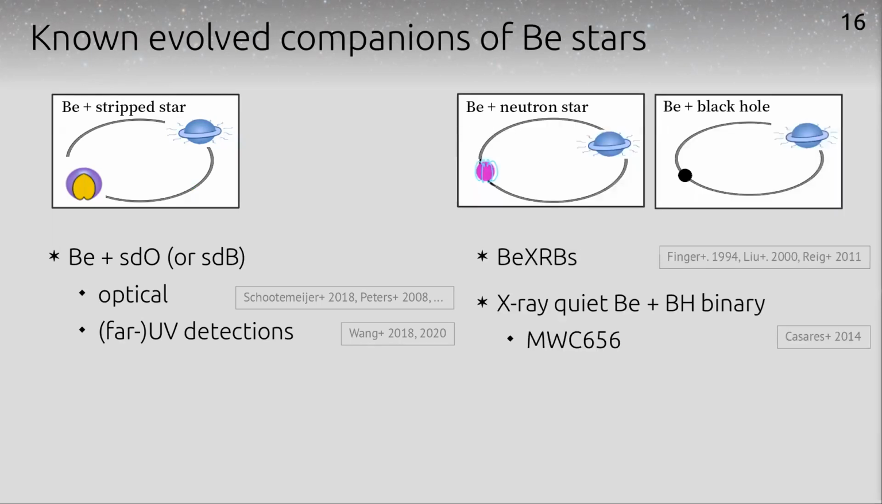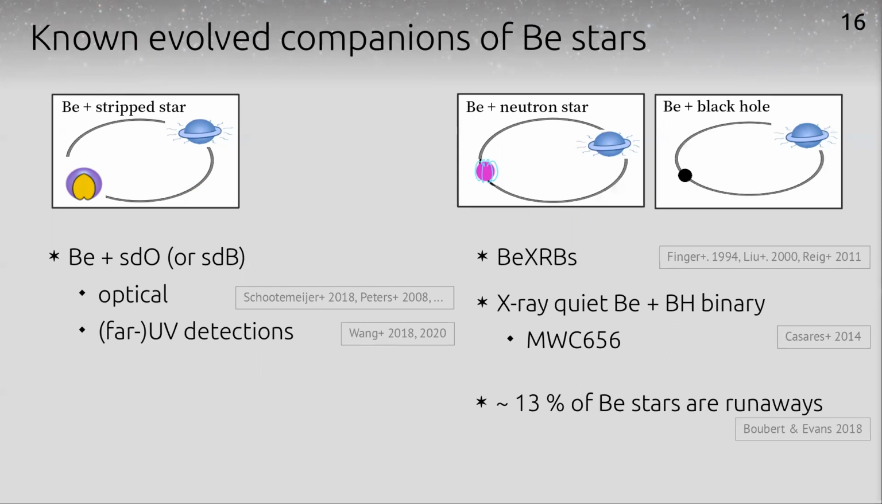it's much easier to detect these kind of very hot compact stars because their contribution to the spectrum is much higher. And then on the other hand, there have been detections of BE X-ray binaries, so mostly BE stars plus neutron stars. And then there's this one famous example of an X-ray quiet BE plus black hole binary, MWC 656, which, as far as I know, is one of the very few X-ray quiet black holes in a binary system, and a lot of people are looking for more. But I think this is one of the very few non-disputed accepted detections of one of them. And again, these stars are much more difficult to detect than main sequence stars.